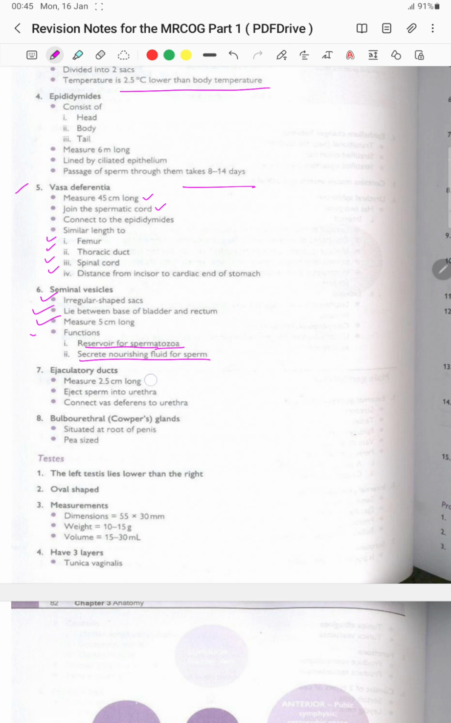Ejaculatory ducts measure 2.5 centimeters long and eject the sperms into the urethra, connecting the vas deferens to the urethra. The bulbourethral Cowper's glands are situated at the root of the penis and are pea sized.